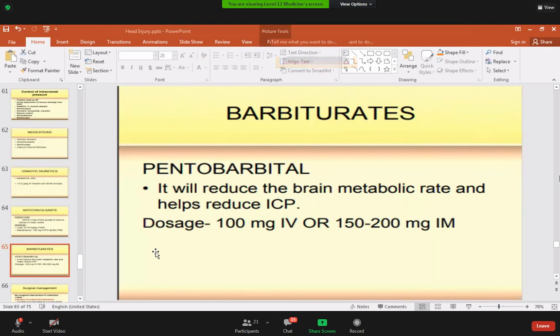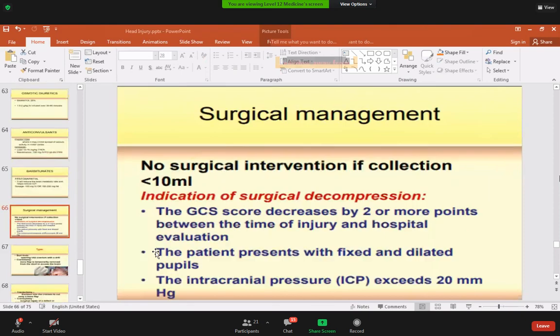Phenobarbital is given as it helps reduce the intracranial pressure, and surgical management is needed if the collection is more than 10 ml or if there are associated features or associated neurological deficits. Indications are the GCS score decreased by 2 or more points between the time of injury and the hospital evaluation, or the patient presents with fixed and dilated pupils, or the intracranial pressure exceeds 20 millimeter of mercury.